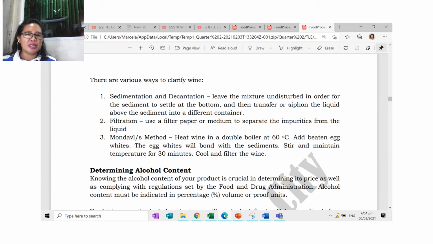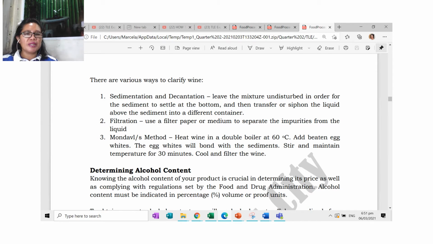Then number 3 is the fining method. Heat the wine in a double boiler at 60 degrees Celsius. Add beaten egg whites, and the egg whites will bind to the sediments. Then stir and maintain the temperature for 30 minutes. Cool and filter the wine. So those are the three various ways to clarify a wine.